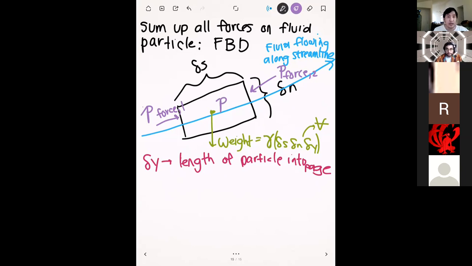And the last thing we're going to consider is, if we have a pressure force, we need to have a pressure, so we're going to assume that the pressure at the centroid of the particle is known. So we can say that P, just P by itself, P with the ponytail, is pressure at the centroid.